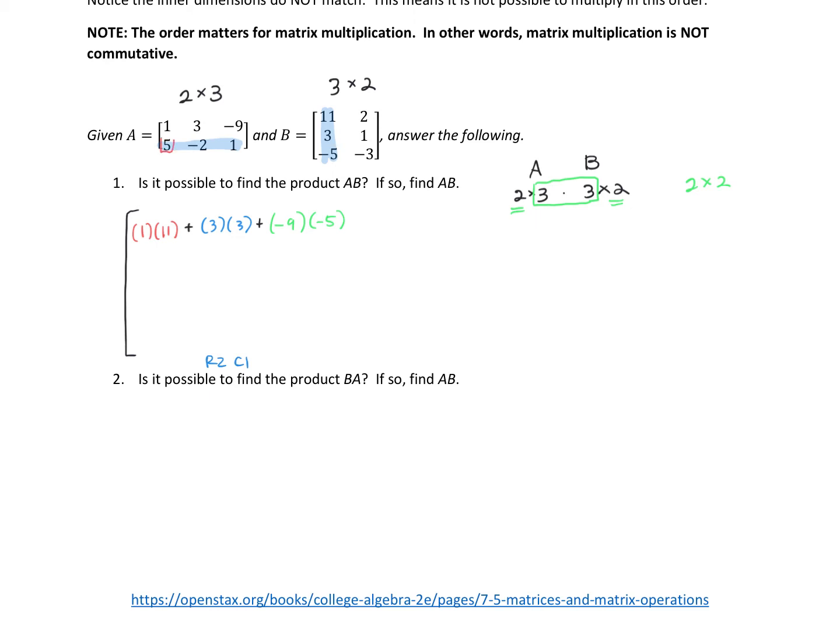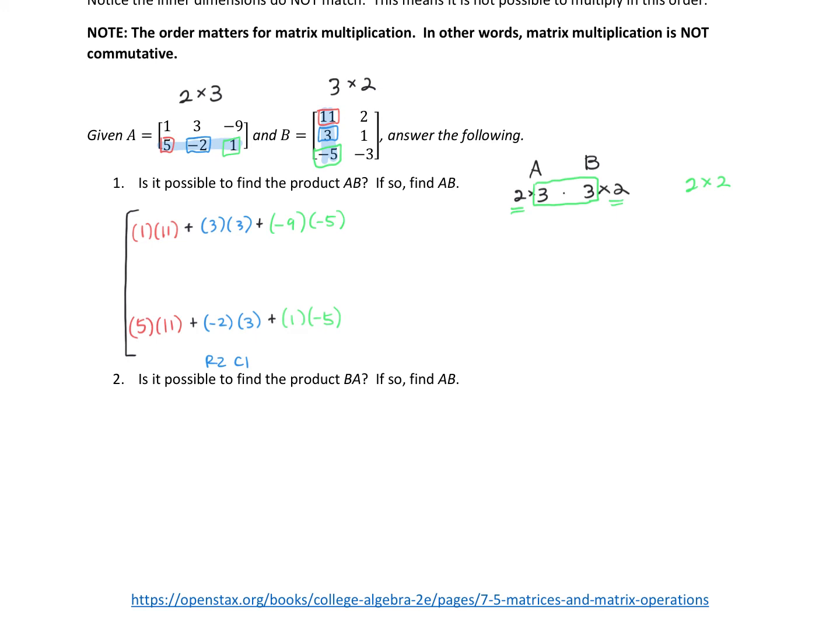So again, I can multiply the first elements together and add that to the product of the second elements and add that to the product of the third elements. Okay, so let's see, I'll have 5 times 11 plus -2 times 3 plus 1 times -5. Okay?